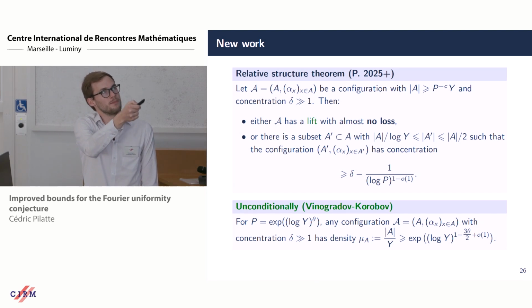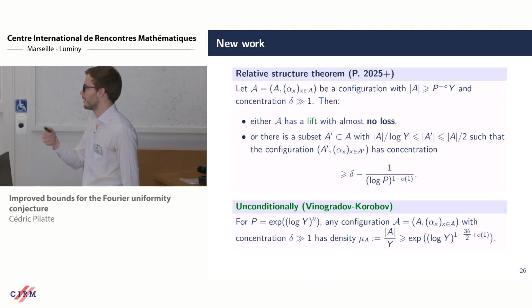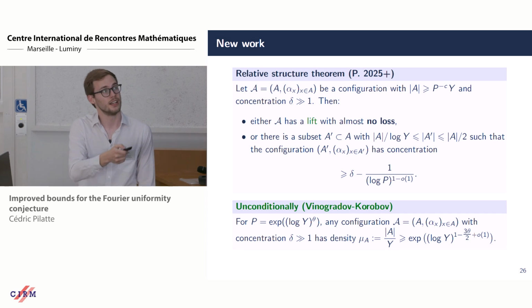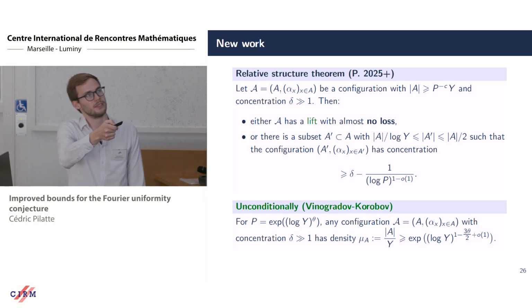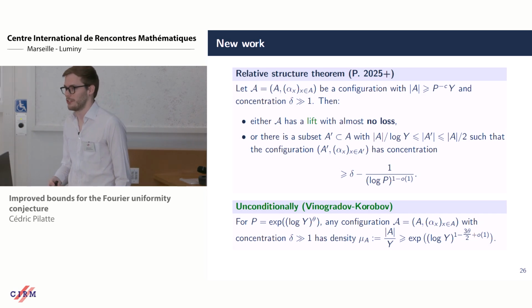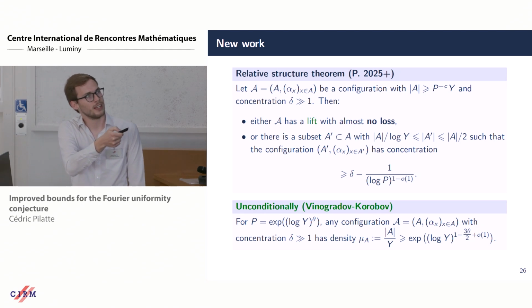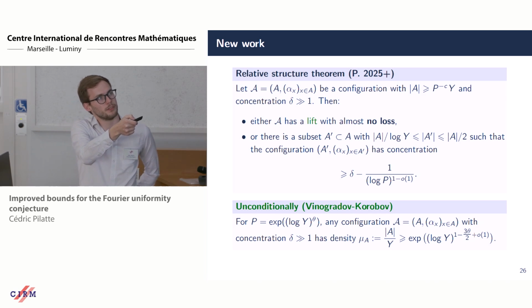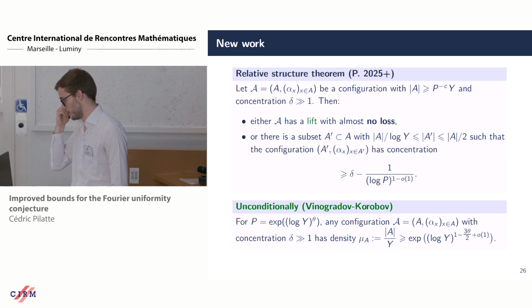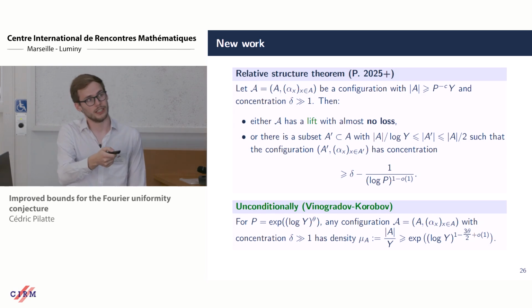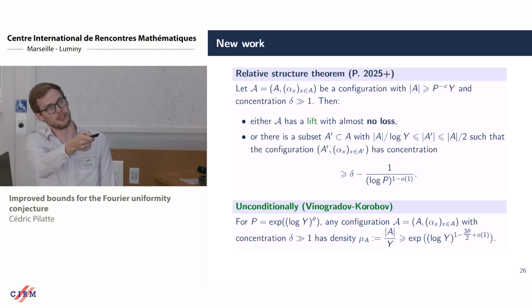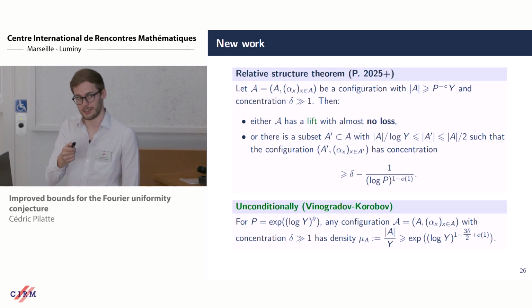So we have this theorem, and then we want to use something that replaces the Riemann hypothesis, and using some Vinogradov-Korobov differential polynomial techniques, we can prove the following. So for any theta, if p is exp of (log y)^theta, any configuration with very large concentration cannot be too sparse, so the density must be at least e to the (log y) to this expression, 1 minus 3 theta over 2.